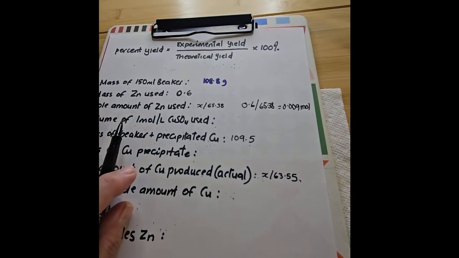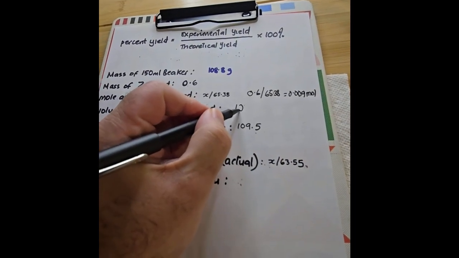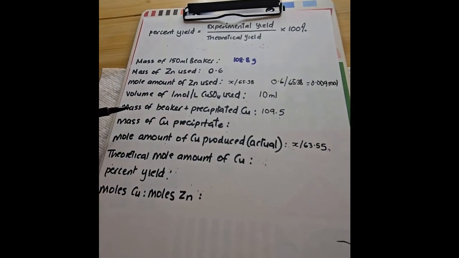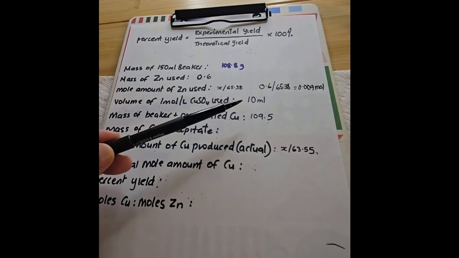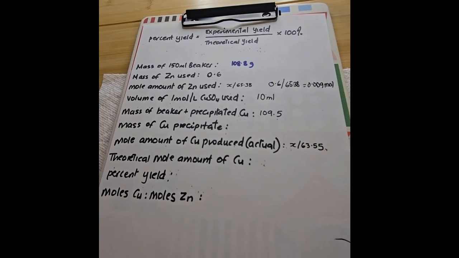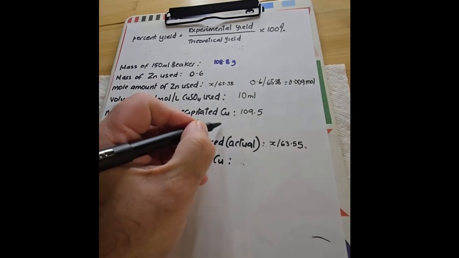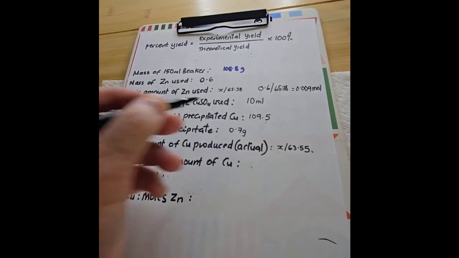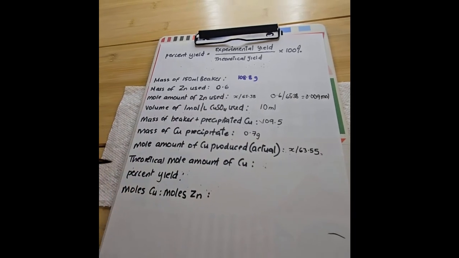The volume of 1 molar copper sulfate was, we used 10 mLs. The mass of beaker and precipitated copper, so after the experiment and when the precipitate dried, I weighed it again and it was 109.5 grams. So the mass of the copper precipitate is 0.7 grams. So it's 109.5 minus 108.8.